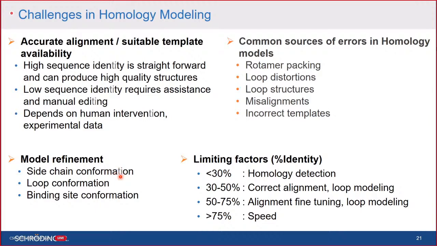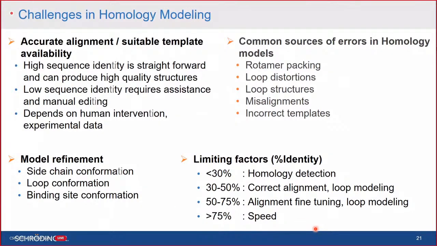Other than that, for refinement of the model, one needs to refine loop structure, side chain conformations, or specifically binding site conformation that you always need to look for, and the packing of all those amino acid residues or optimum internal hydrogen bonding network. All those things you need to always take care of while generating and evaluating a homology model.